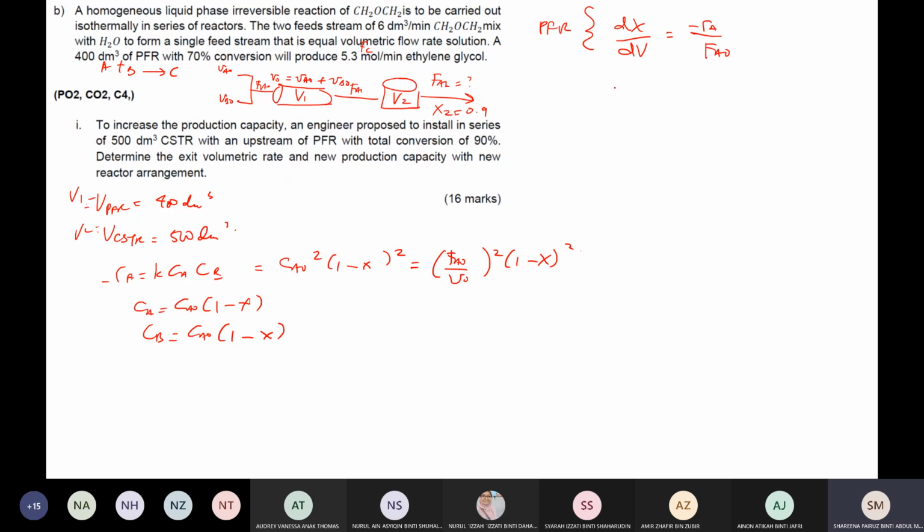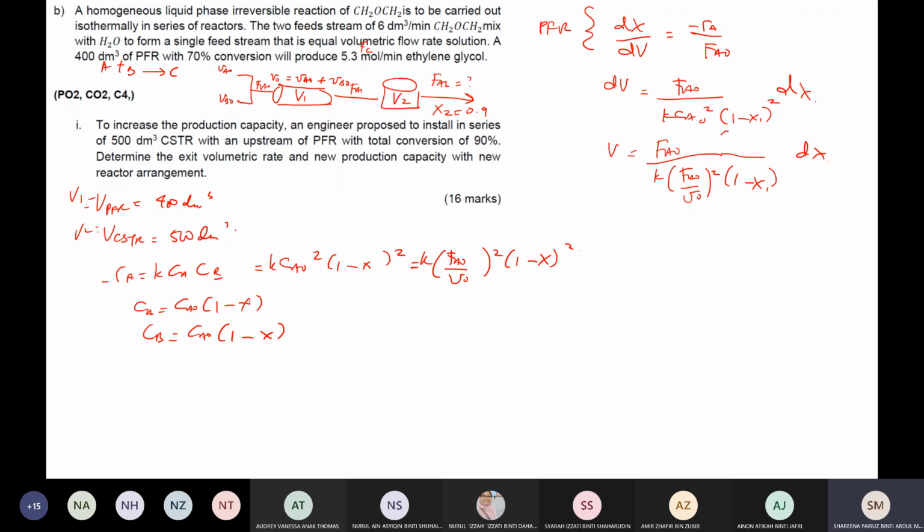Just rearrange it in order to get dV. So dV is equal to FA naught, and replace rA straight away, which is K CA naught squared times 1 minus X1 squared dX. Remember, this is at the first reactor, so it has to be X1. Then rearrange it and substitute, and you get this equal to FA naught over K FA naught squared over V naught squared times 1 minus X1 squared dX. Sorry, this one is squared, I forgot to put the square. So this is the information that we have.